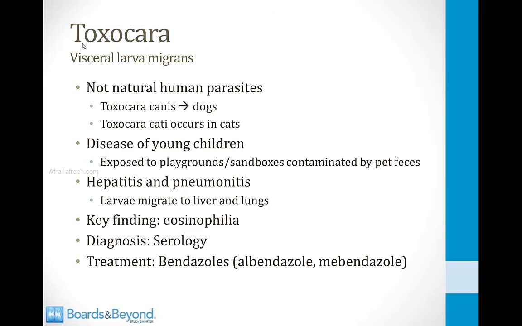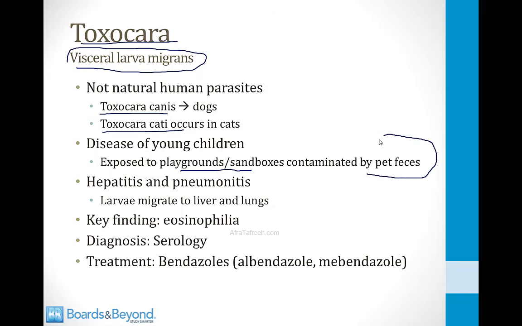The last tissue roundworm is Toxocara, which is the cause of visceral larva migrans. And this helminth is not a natural human parasite. It likes to live in dogs and cats. There's one called Toxocara canis, which lives in dogs, and Toxocara cati, which occurs in cats. Children get exposed to this by playing in playgrounds and sandboxes that are contaminated with pet feces.